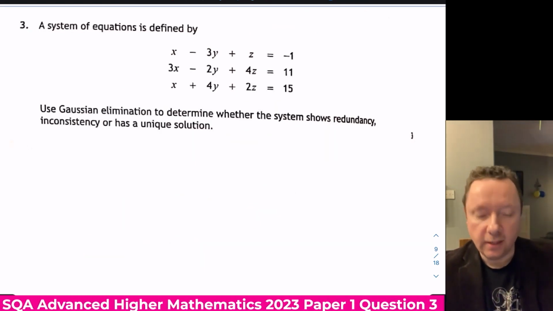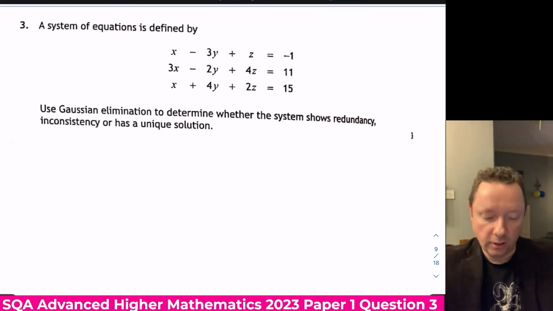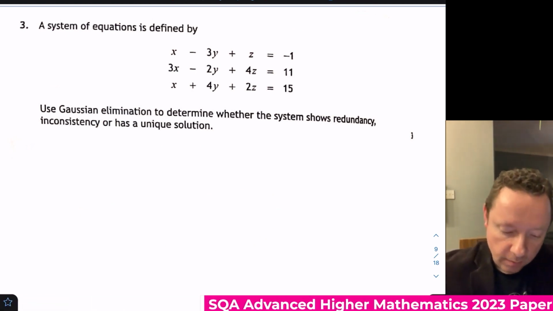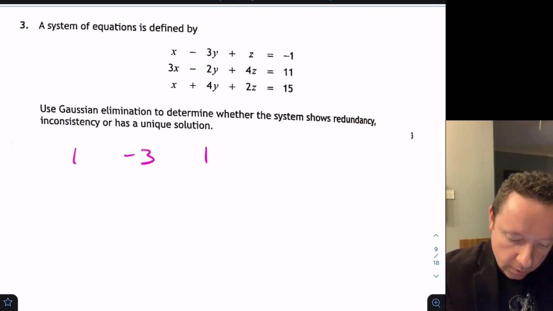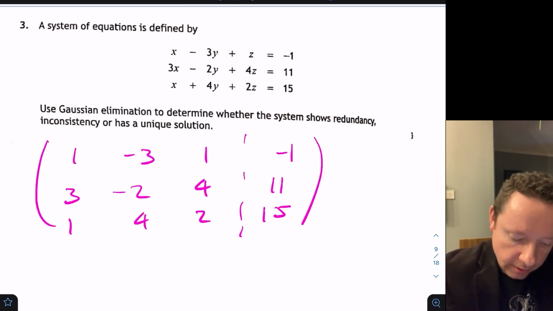A system of equations defined as this. Use Gaussian elimination to see if they're redundant, inconsistent, or have a unique solution. So let's set up our Gaussian elimination. We've got 1, minus 3, 1, minus 1; 3, minus 2, 4, 11; 1, 4, 2, 15. And remember the goal here is simply to get zeros in these three places.